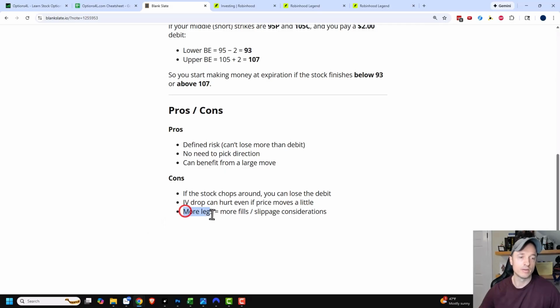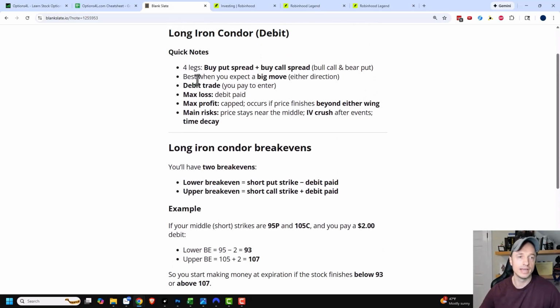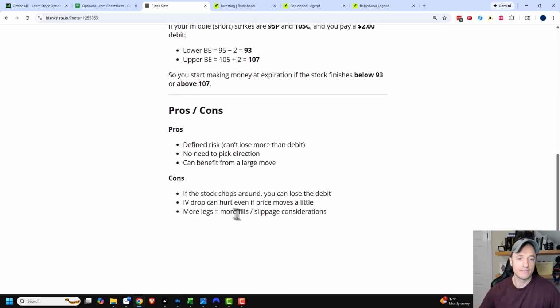And then there are more legs. So again, this is a 4-leg trade, and you may have more fill and slippage considerations to take into account when placing this trade. All right, so let's head over to Robinhood and set up this trade.